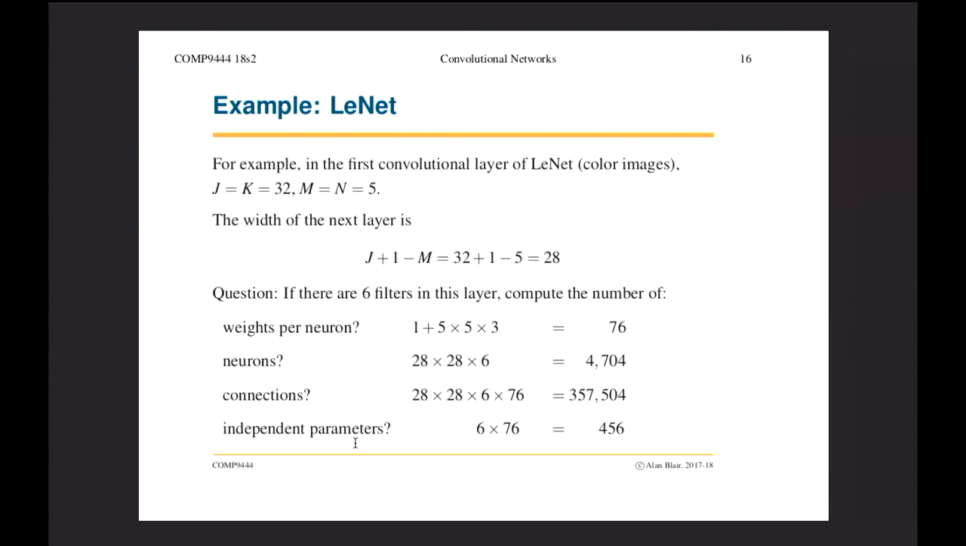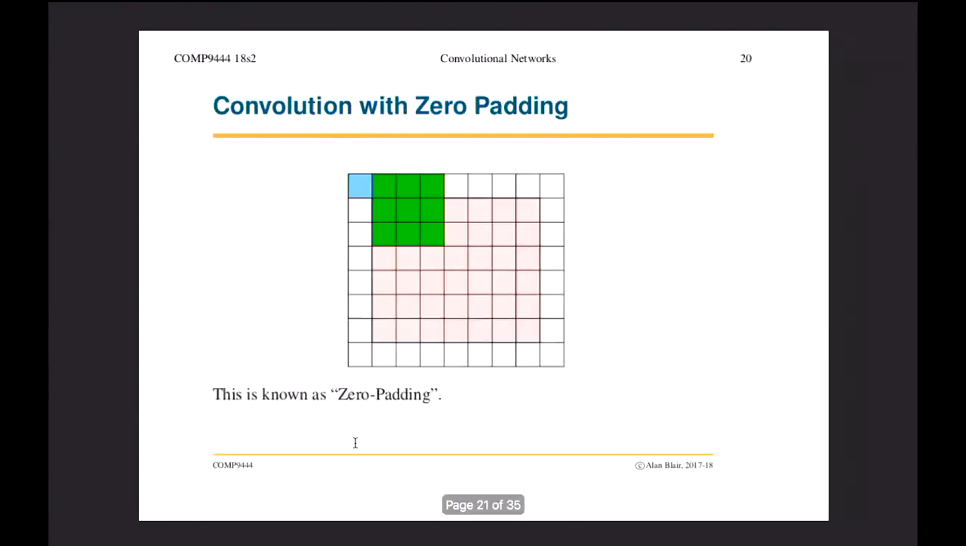So even though there's a huge number of weights here, so far we've only got 456 independent parameters, which isn't a lot, but some of the later networks we'll look at will have more. But when we talk about overfitting, it's really this value that's most important, the number of independent parameters. Now, someone was asking about different filters.